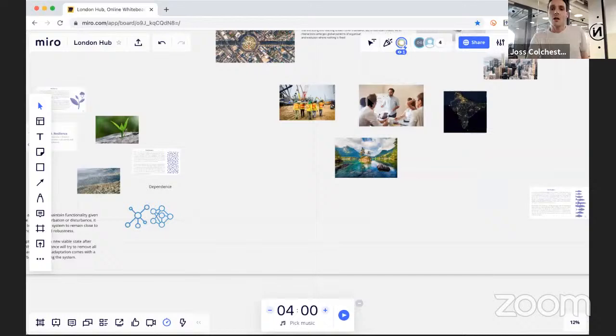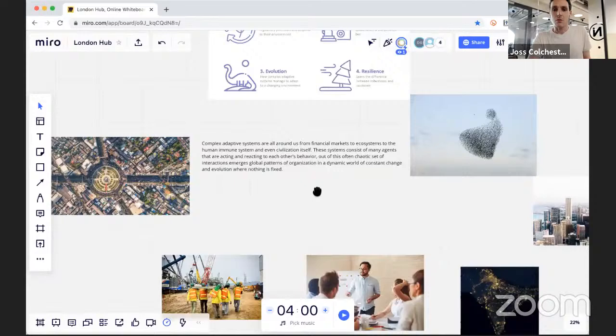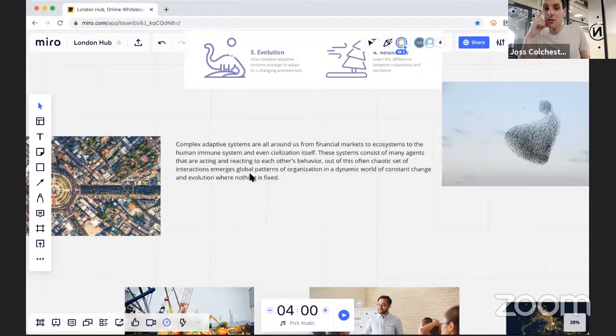So for those who are able to make it onto the mirror board, I'd love for you to join me here and grab a sticky and post up any other examples that you might have. Let me just read this here to see what we're talking about. Complex adaptive systems are all around us, from financial markets to ecosystems to the human immune system, and even civilization itself. These systems consist of many agents that are acting and reacting to each other's behavior.